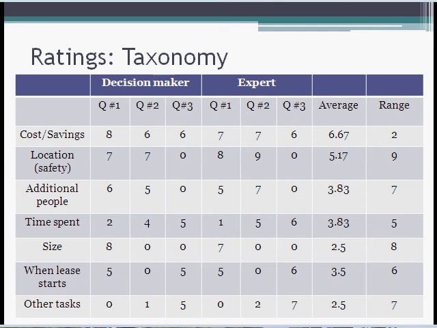For example, the decision maker gave cost savings a rate of 8, 6, and 6 for questions 1, 2, and 3 respectively, and the expert gave cost savings a rating of 7, 7, and 6. This was averaged to 6.67 with a range of 2.